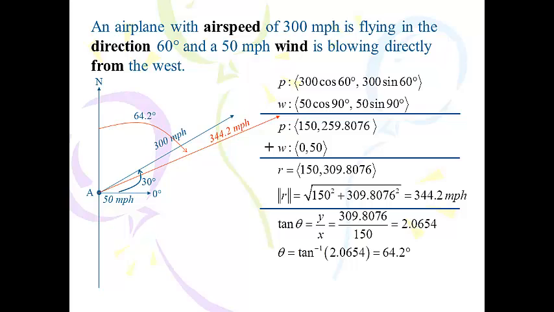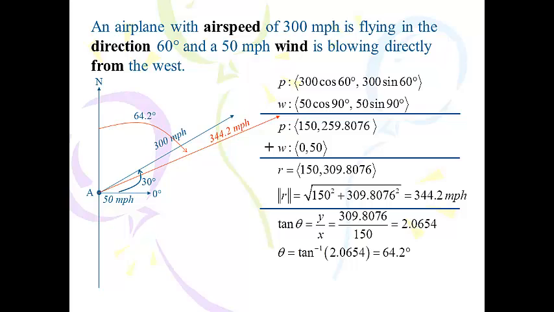Now, to find the true course, we use tangent. And tangent of theta is equal to y over x. So tangent theta equals 309.8 divided by 150. And then we do inverse tangent of that. So we do the inverse tangent of 2.0654, and we end up with 64.2 degrees.